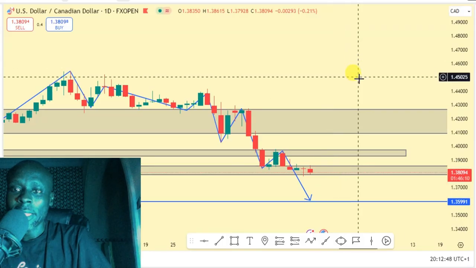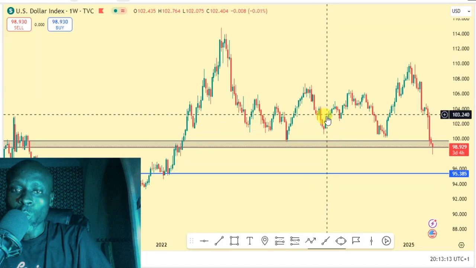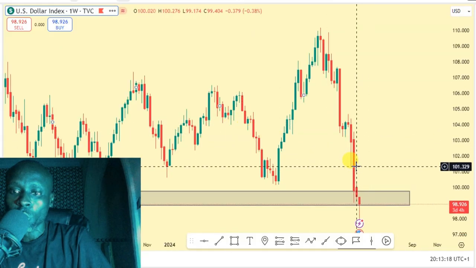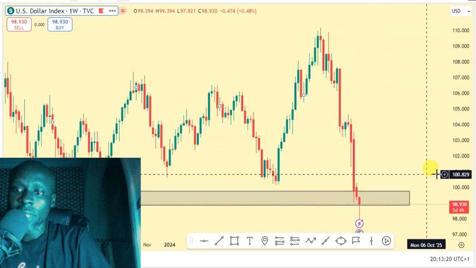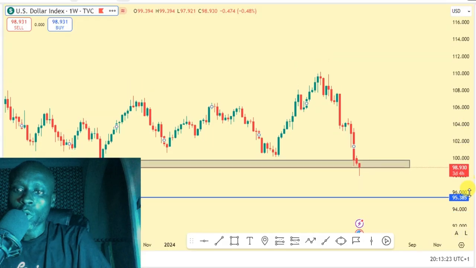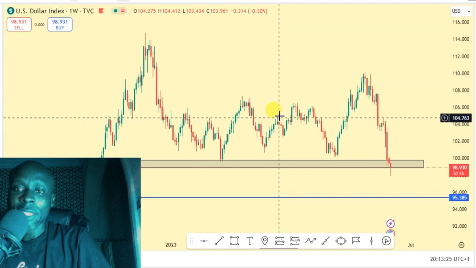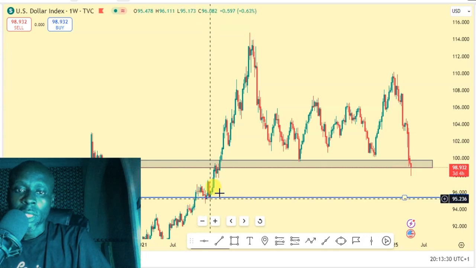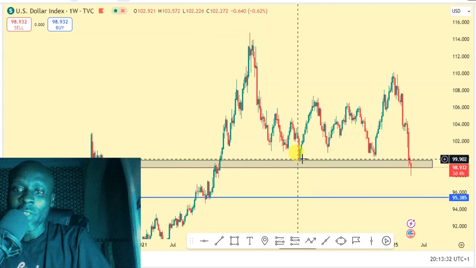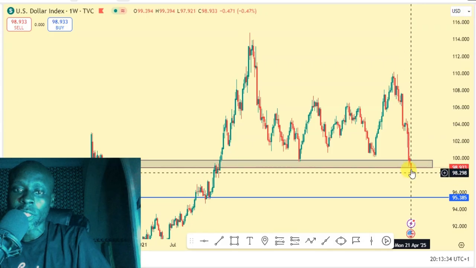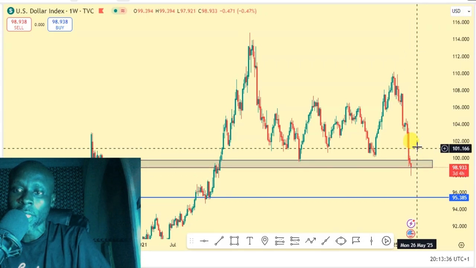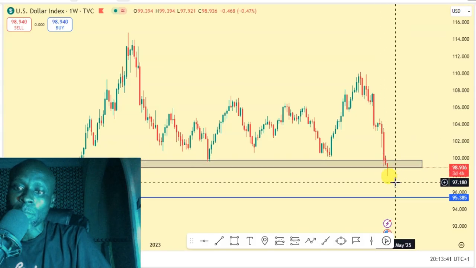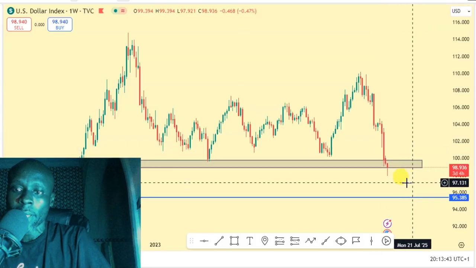So let's look at the DXY. DXY on my weekly chart closed on a resistance zone. So long as price closes on this resistance zone, we expect DXY to continue to push lower. We still expect price to move to this next support level on the weekly chart. So you can see that we have more selling pressure on the DXY on the weekly chart. So long as we have more selling pressure and price closes on the resistance level on the DXY, we expect price to continue to push lower on the DXY this week.